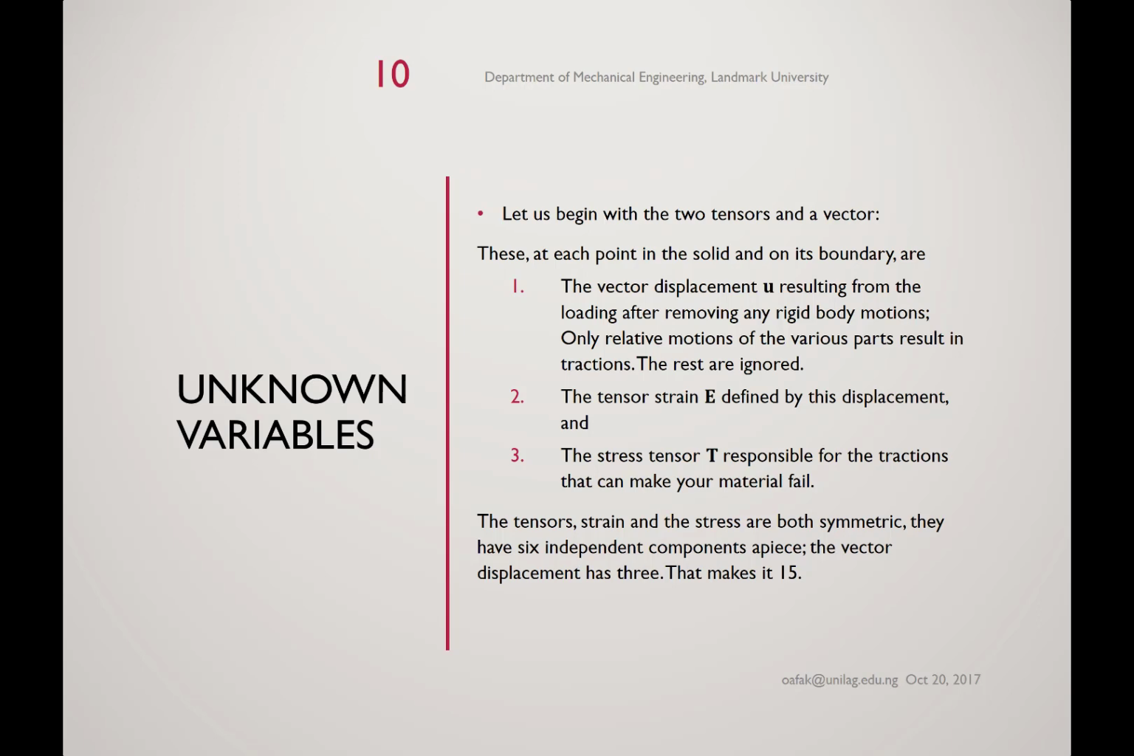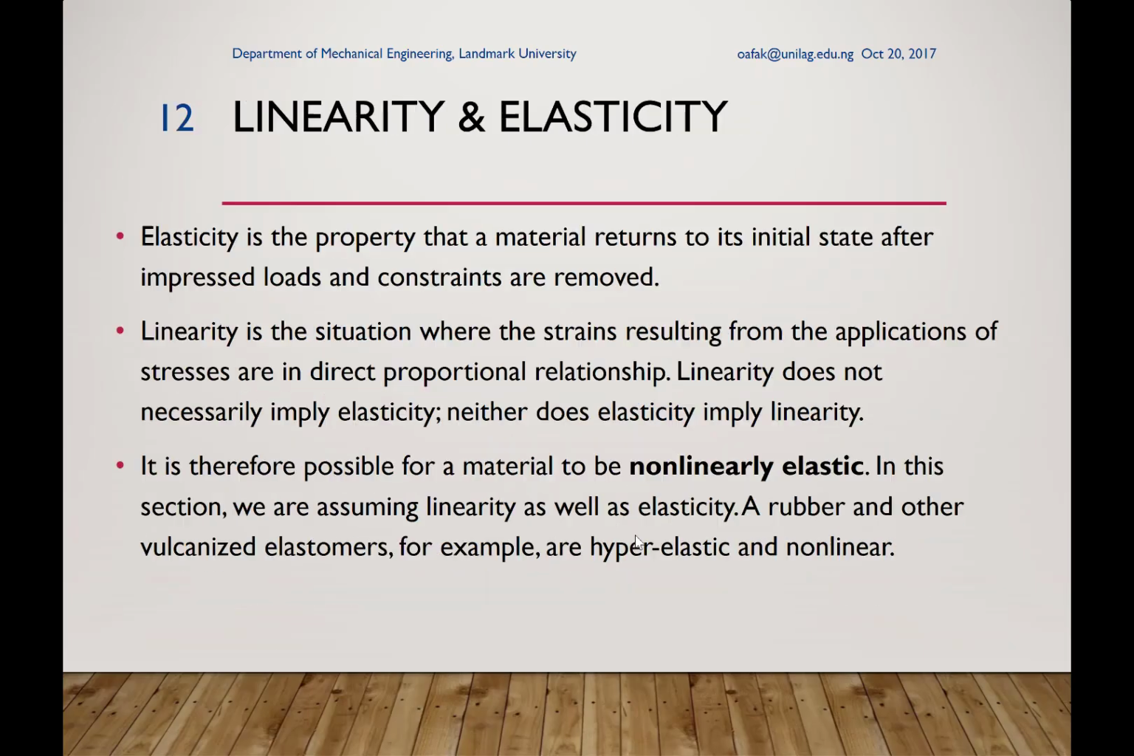The next thing is the tensor strain. It's a symmetrical tensor containing 6 scalars. And the last one is the stress tensor, which is also a symmetrical tensor containing 6 scalars. This is the tensor responsible for the tractions that can make the material fail. The tensor strain and stress plus the displacement, that makes it 15 unknown variables.